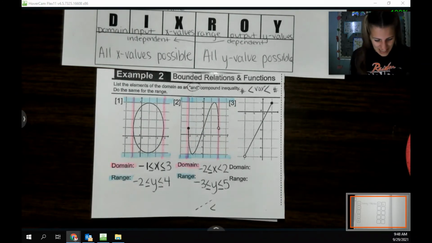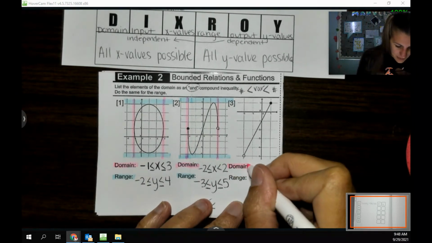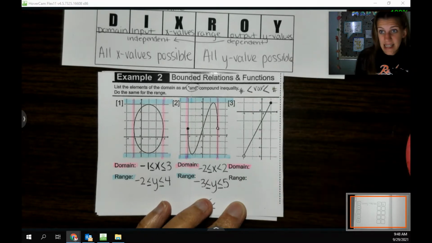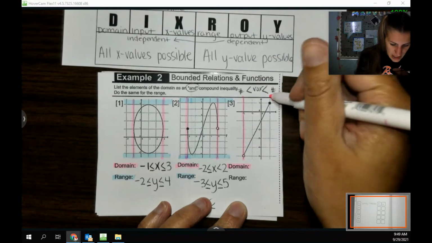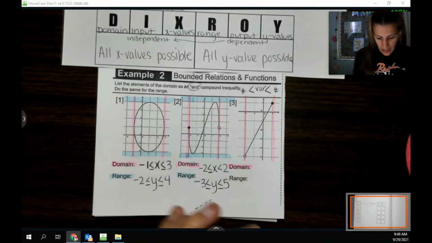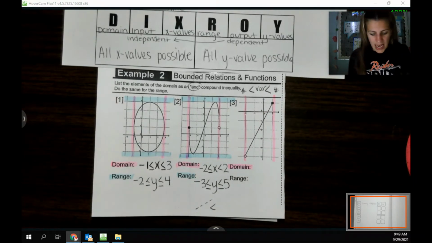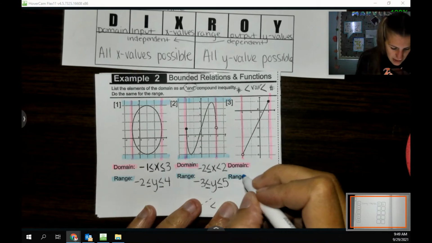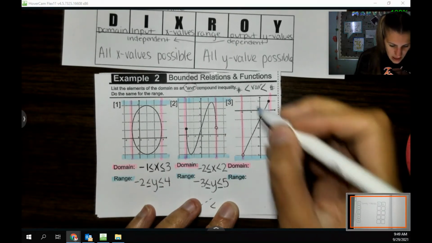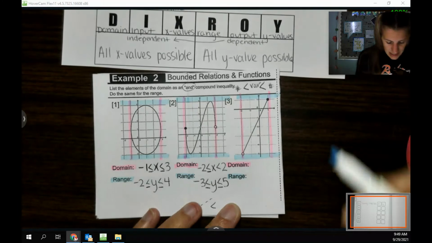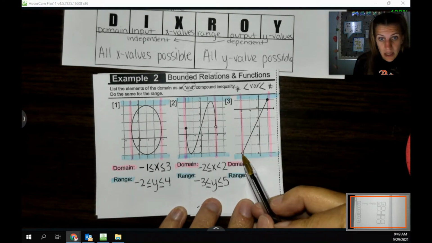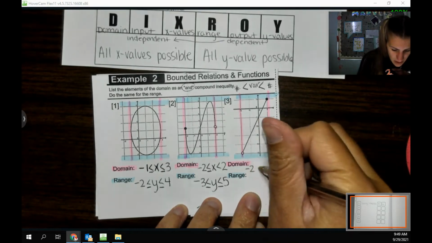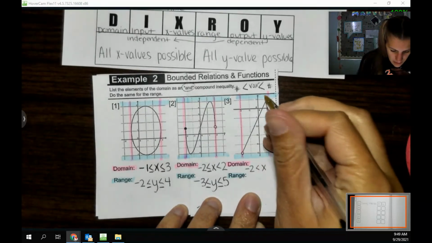Okay, last one. So if we take a look at domain, we're going x, so left to right. This graph goes as far left as this point and as far right as that point. Like there's no more graph anywhere else hiding. And then range is up and down, so it goes as low as this and as high as that. And so now if we think about that left and right value, as far left as -2, and then as far right as 1.